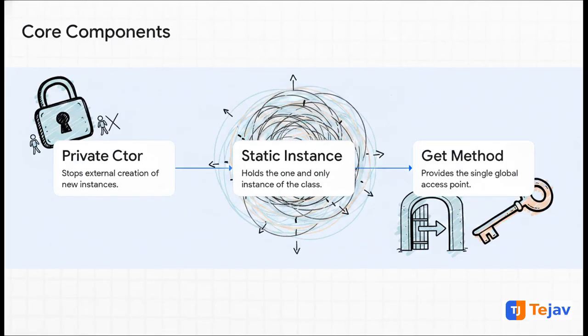The whole pattern really just boils down to three clever little tricks working together. First, you make the constructor private. This is like putting a lock on the door, so no one can just create new instances on their own. Second, the class itself holds its own single static instance. And third, you have a public static method, usually called getInstance, that acts as the one and only gatekeeper. It's the only way to get the key to that single instance.